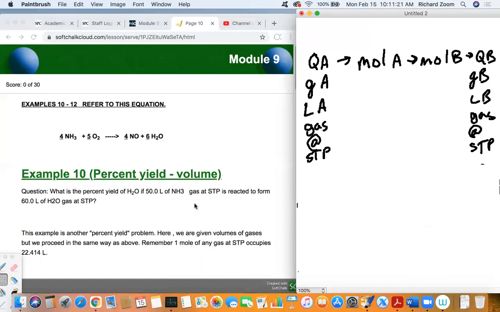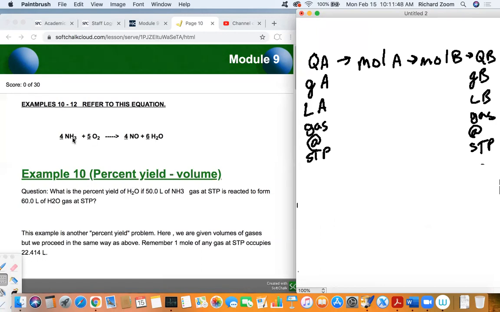Okay, what is the percent yield of H2O if 50.0 liters of NH3 gas is reacted to form 60.0 liters of H2O gas at STP? So what you're looking for here is a percent yield of product, and you're told this in the problem. That's more evidence that that's the product right there, because you're only ever getting a percent yield of product, and that's the H2O.